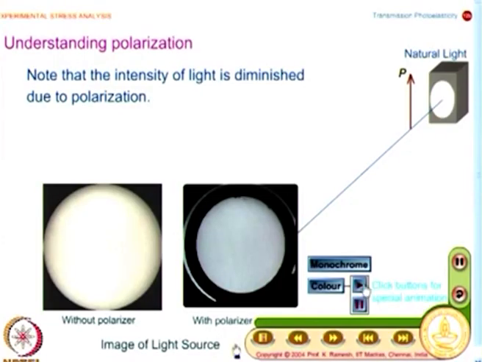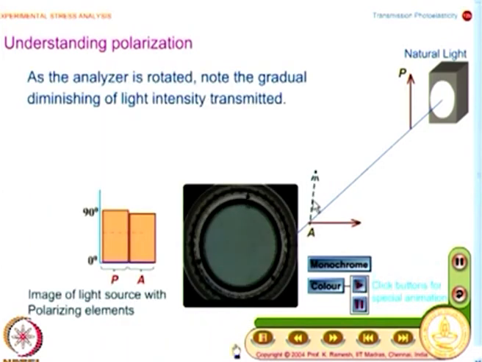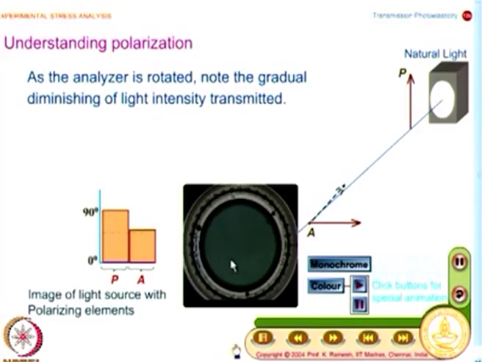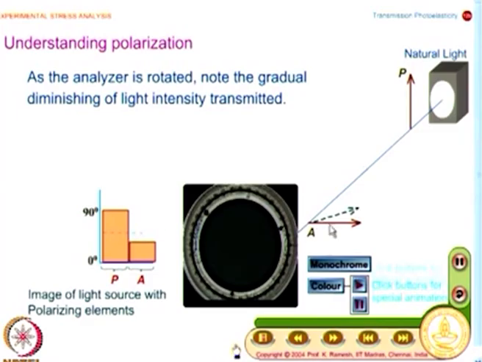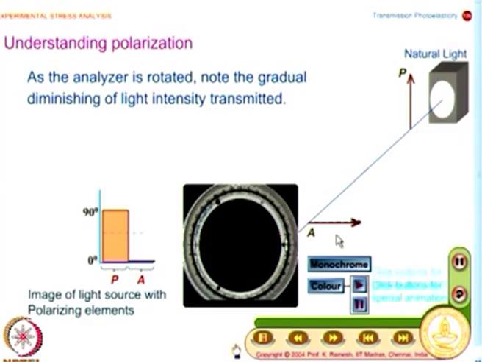So, what I do here is, I put an analyzer and I keep rotating it. So, when I keep rotating it, I find that light gets diminished, and when it becomes perpendicular, you have light is totally extinct. And another subtle concept was also introduced while discussing this. I had a natural light, this is a white light source, and we also looked at monochrome light source.